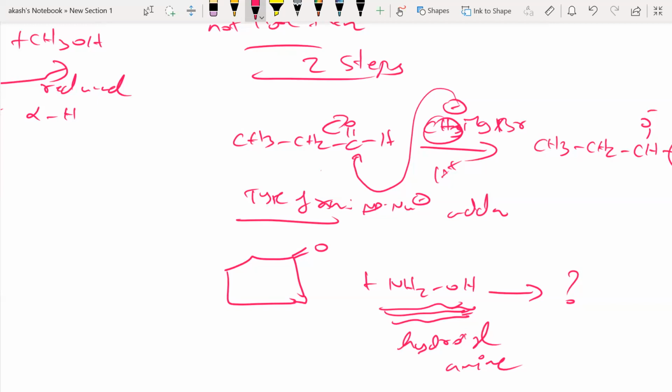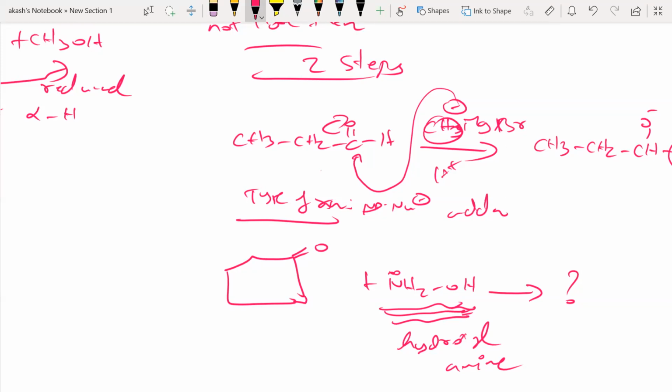You don't have to go for the mechanism. I can show you, because now you understand that the lone pair on the nitrogen will come and attack here, and then the bond breaks. But you don't have to go into the mechanism, though that is the mechanism. But we have a shortcut, right? We have a shortcut to write the product.